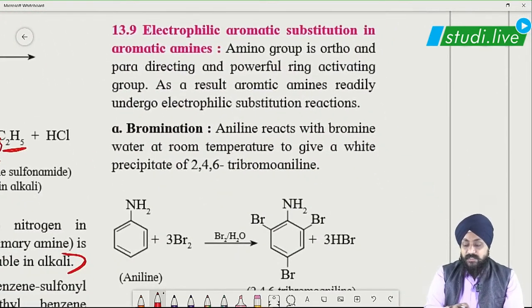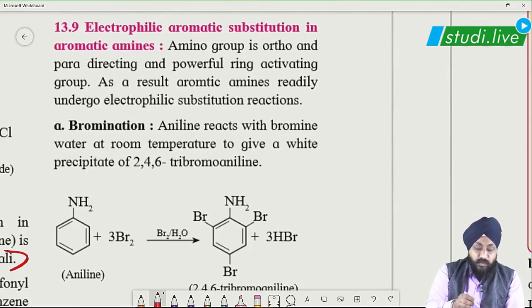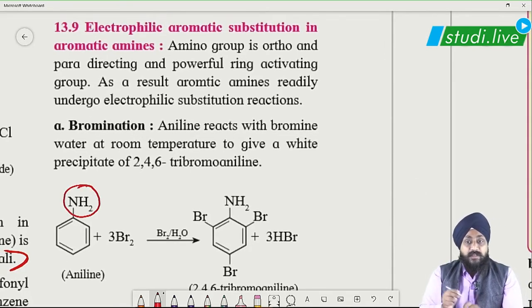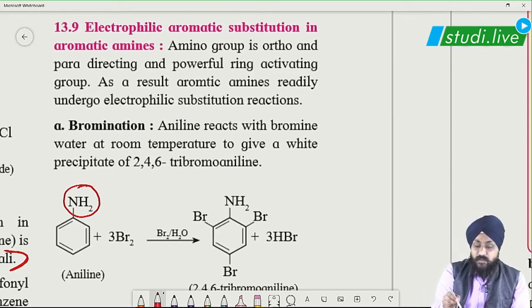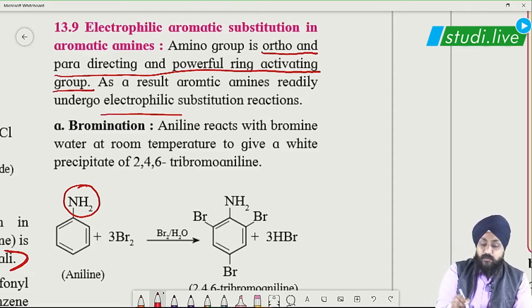Now here, students, I am talking about something called aromatic amine. Now in aromatic amine, this amino group is going to donate its electron to the benzene ring, and it is going to make both the ortho and para positions rich in electrons. So it is going to be ortho-para directing and an activating group, and it will undergo which reaction?